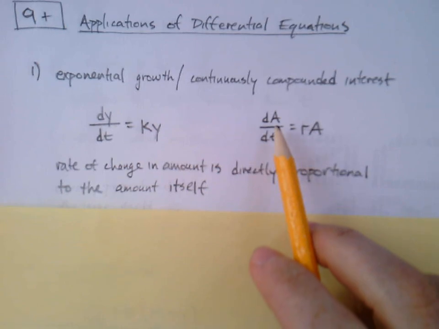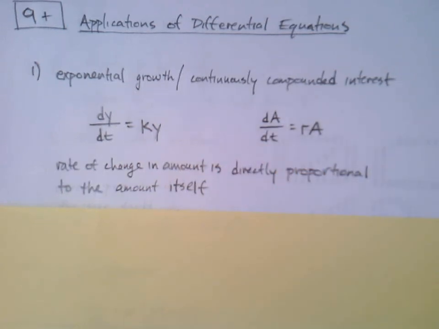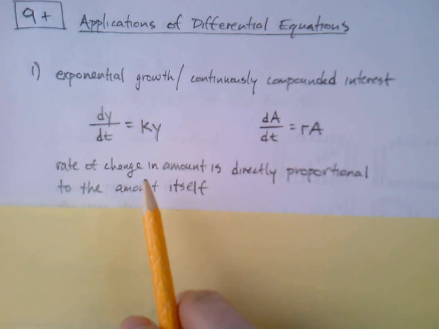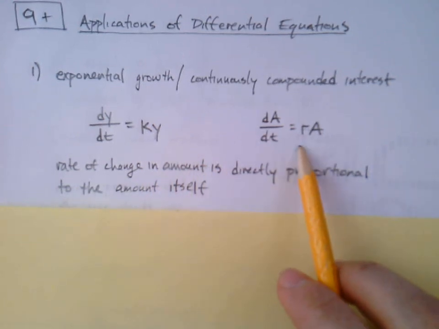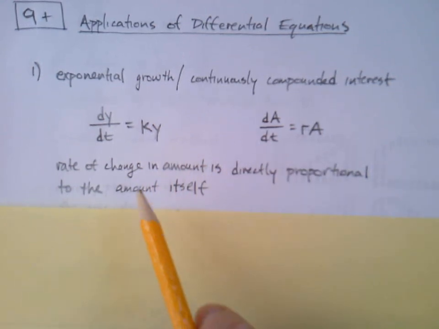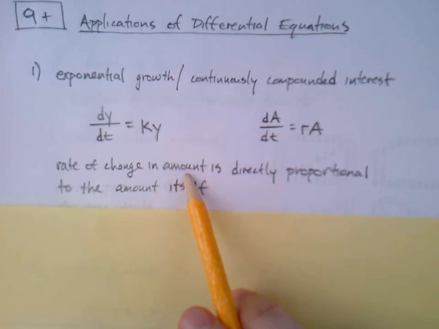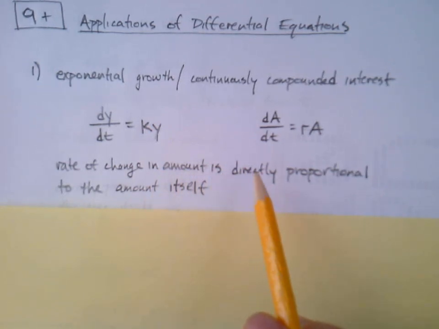Okay, so an amount and an interest rate. All right, so where do these differential equations even come from? So it's the rate of change. It's probably easier to describe in this context. The rate of change of an amount is directly proportional to the amount itself.